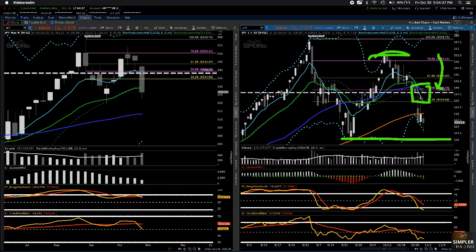When you have the 8 crossing negatively through the 50 and the 21, that's a bear structure. Also, you can see here that this has not really gotten back to the lows. Does it have to get back to the lows? No, but that is really where there is actual support. There's really not much between, let's call it 326 and 320.